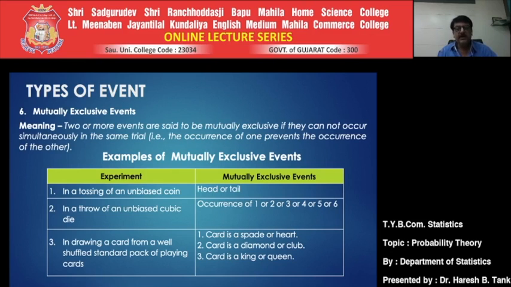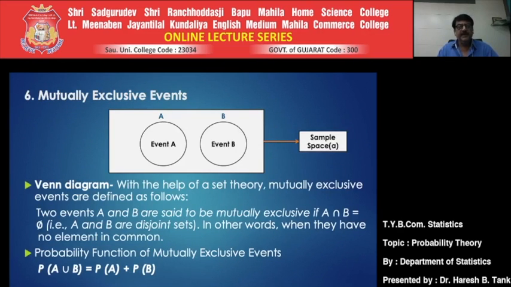Card is a king or a queen. Getting a king simply discards the possibility of getting queen. Getting a queen simply discards the possibility of getting a king. That is why they are mutually exclusive events. In terms of set theory format, let us suppose event A is there and another event B is there.